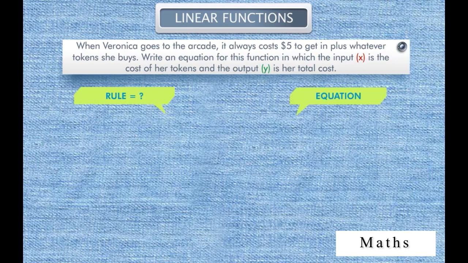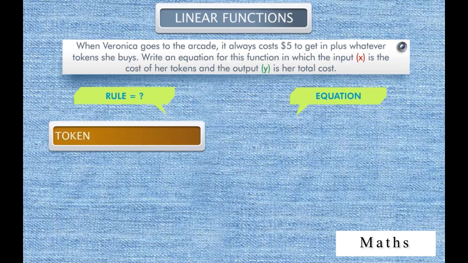What is the rule? Each time, no matter what she spends on tokens, she has to pay an extra $5 just to get in. So her total cost is always the cost of the tokens plus $5. The rule is add $5. We can just think of it as add 5 since we won't use the dollar sign in the equation.